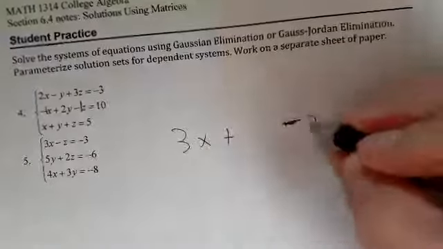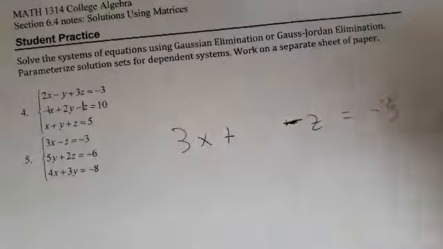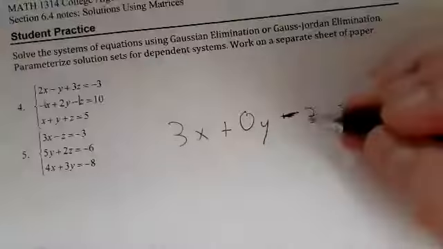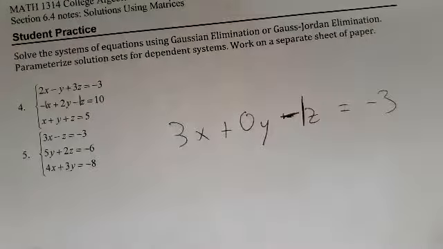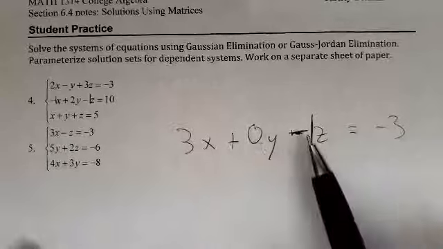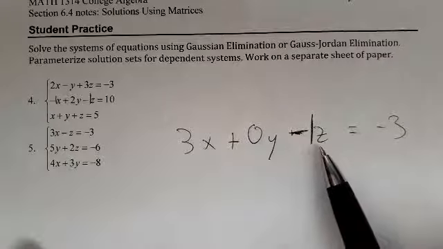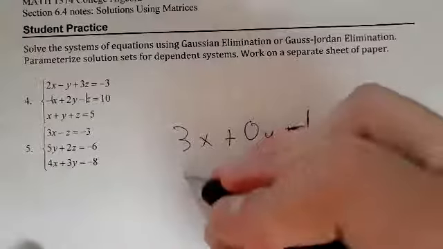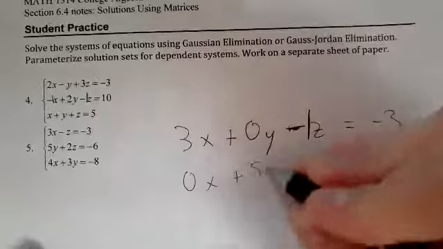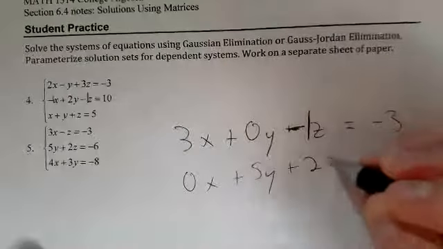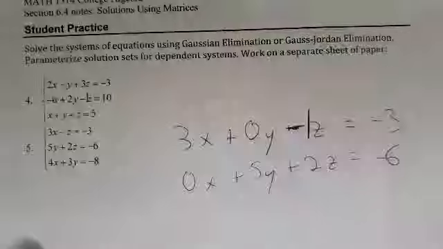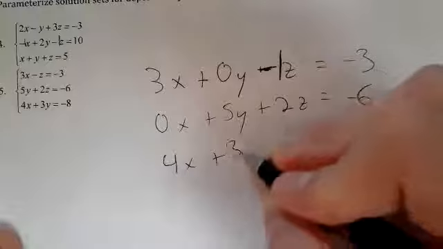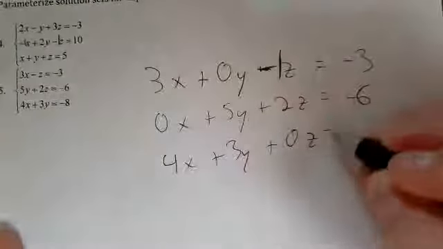This should be minus z equals y minus 3. There's a few ways to do this, but I'm just going to go ahead and fill it in. I have 0 y's. So 3x, 0 y's, minus 1z equals minus 3. This next one has no x's, but I have 5y's and a positive 2z, and a minus 6 on the other side. And this last one is 4x plus 3y, but I don't have any z's.